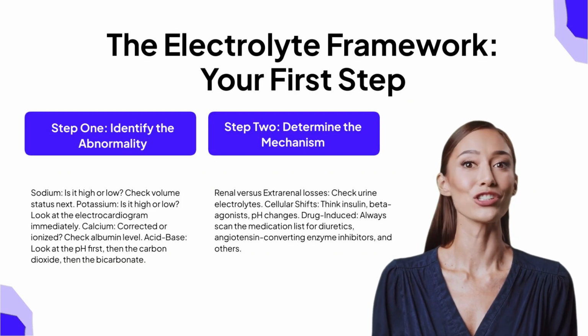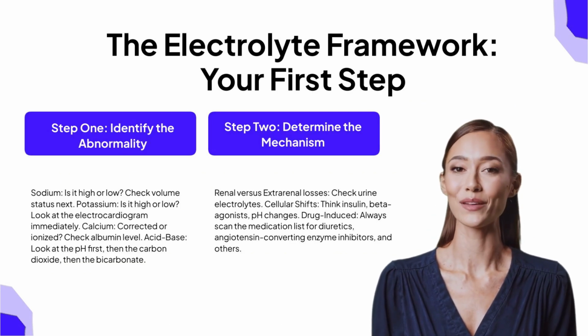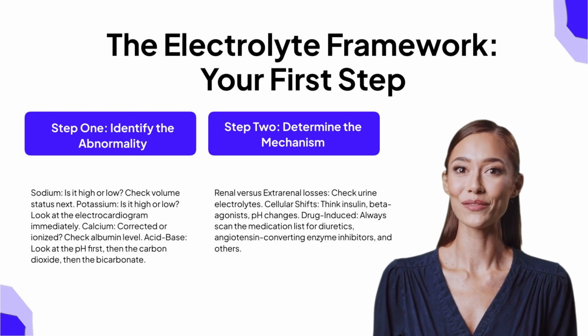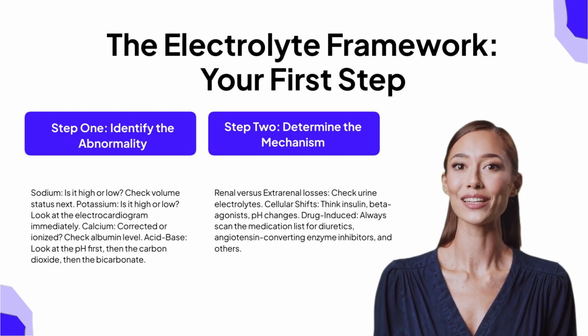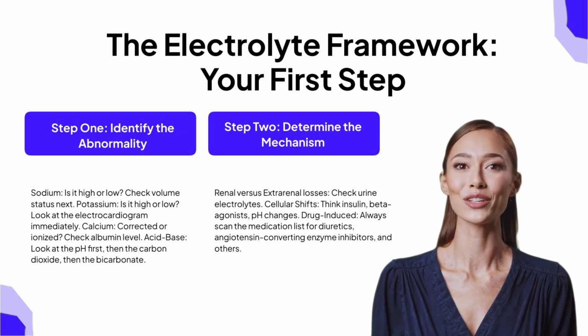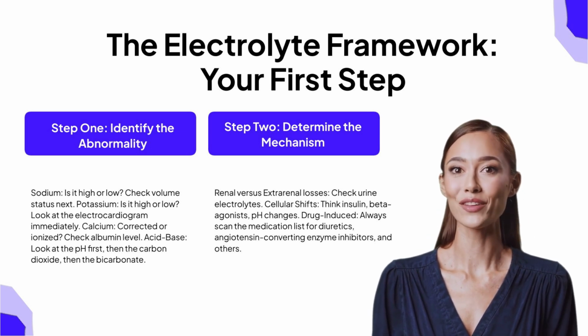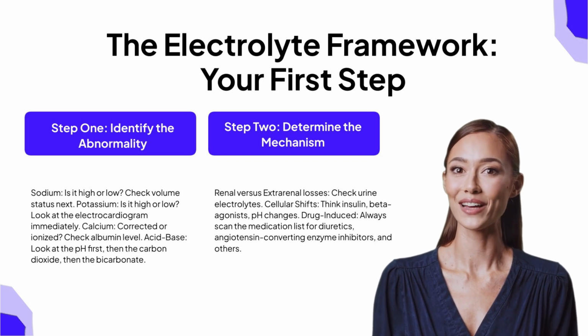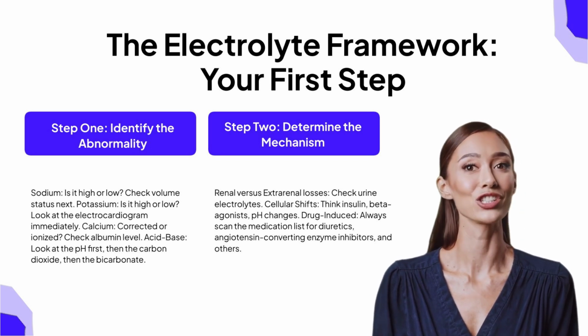Before we jump into questions, let us review the electrolyte framework. Step 1. Always identify the abnormality. Is sodium high or low? Is potassium dangerous? Is calcium corrected for albumin? For acid-base, always start with the pH.